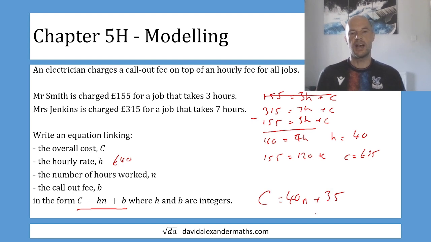Sometimes there might be another question where it might be, you know, Mr. Jones is being charged for a job that takes 10 hours. What would the total cost be? Well, that'd be 40 times 10 plus 35. Or you could say, Bob is charged £1,000 for a job. How many hours would the job have lasted for? So again, just substituting 1,000 for the cost, rearrange and solve.